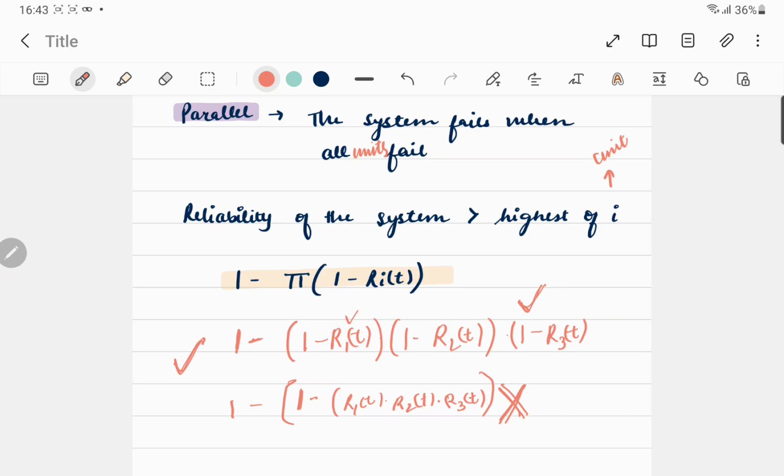So you will be given individual reliabilities and you will be asked to calculate the reliability of the entire parallel system. Or you can get a direct question that, okay, the reliabilities of all the elements are given to you and it is a parallel system. So tell us what will be the range of the reliability of the entire system. So you always have to make sure that you take it to be greater than the highest Ri.